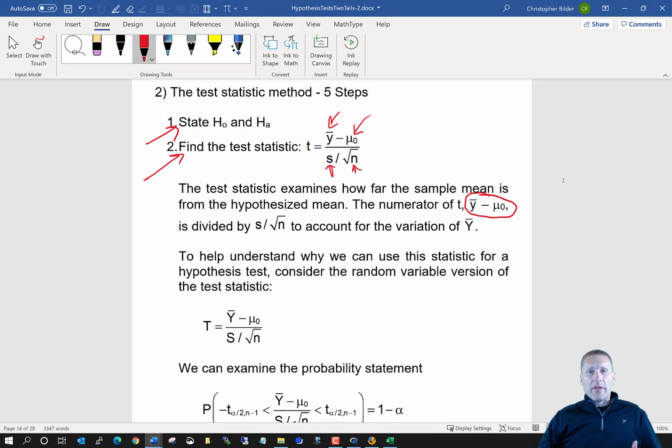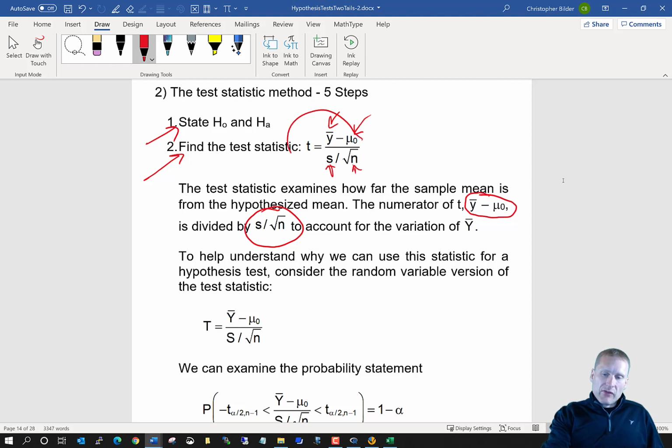Now we also know that this Y bar is going to vary from one sample to the next. So we need to take that into account. And the way that we do that is to divide by the estimated standard deviation of Y bar, s divided by square root of n. And by dividing that, that helps us to take into account the distance that Y bar is from mu0, how that could simply be due to the variation that one would expect to observe.